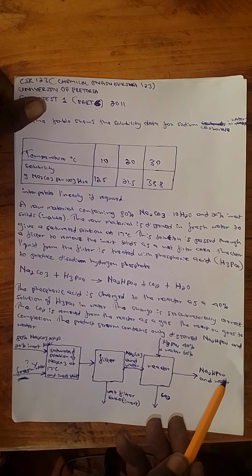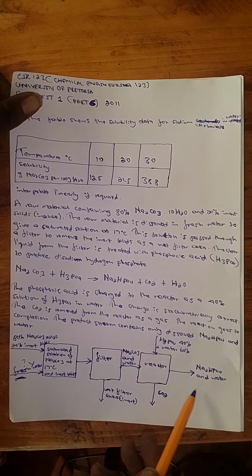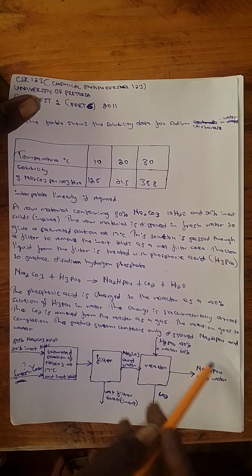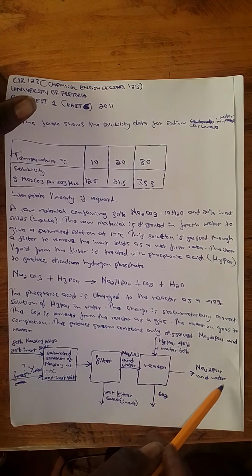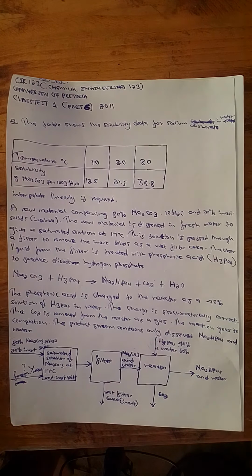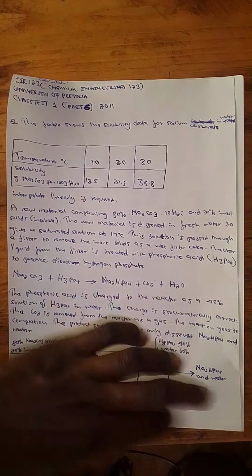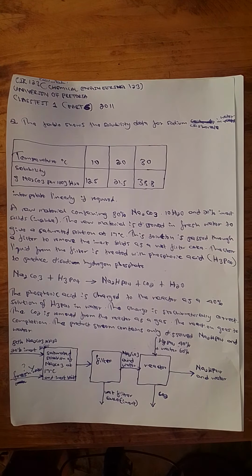They want to know the percentage of the Na2HPO4 in this stream. Remember, there's Na2HPO4 and water. They want to know how much of the Na2HPO4 is in this product stream. So I've outlined only 3 steps, and I'll start with the very first step, which I named step 1.